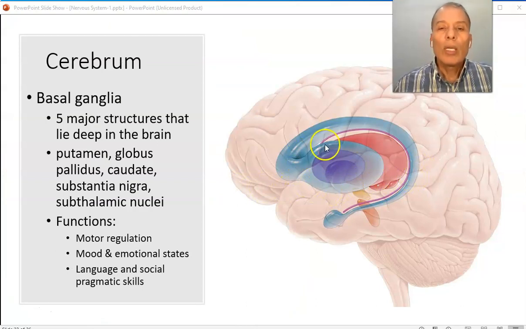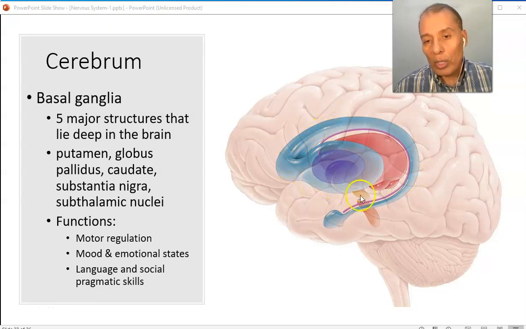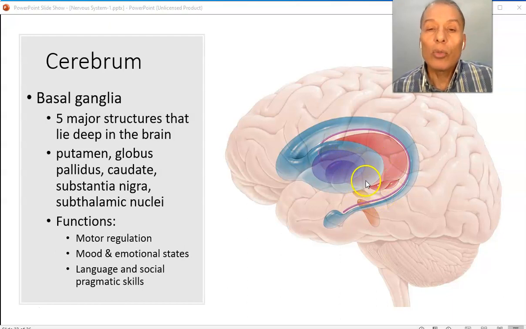Anyway, this structure works with another structure nearby to give you what is called the limbic system, which is dedicated to emotions, emotional processing, fear, and learning. So all of these systems work together.